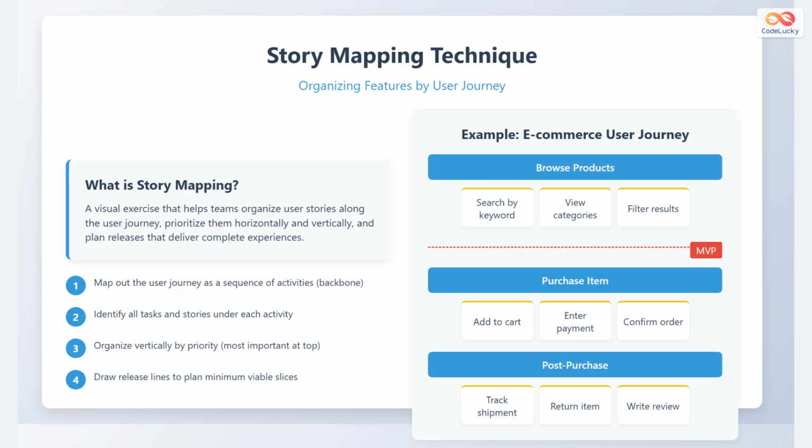For example, let's consider an e-commerce user journey. The journey includes browsing products, purchasing items, and post-purchase activities. For the browsing products stage, user stories might include the ability to search by keyword, view categories, and filter results. The minimum viable product release line would be drawn under the browse product step.